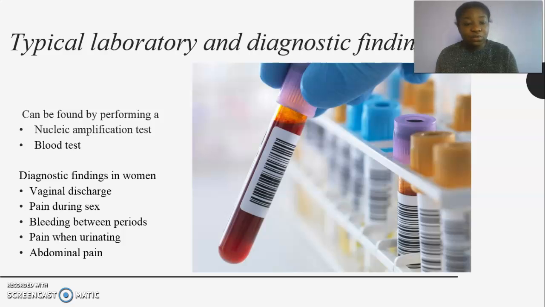Diagnostic findings in women can be a vaginal discharge, like I just told you, a milky secretion, pain during sex, pain in the lower abdomen during sex, breakthrough bleeding or bleeding between your periods, which can be a clear indication, pain when urinating from the infection being present, and abdominal pain.